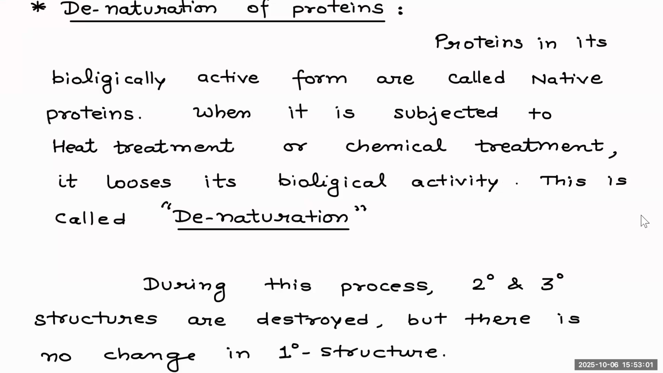See, proteins are generally biologically active, and when they are active, they are called native proteins. That means there is a life existing in it. But when it is subjected to heat or chemical treatment, it might lose that biological activity, and that is called denaturation. The process is called denaturation process. For example, boiling of egg, correct? So there is a biological activity which was going on, which we have stopped by heating it. Clear? So that is called denaturation.